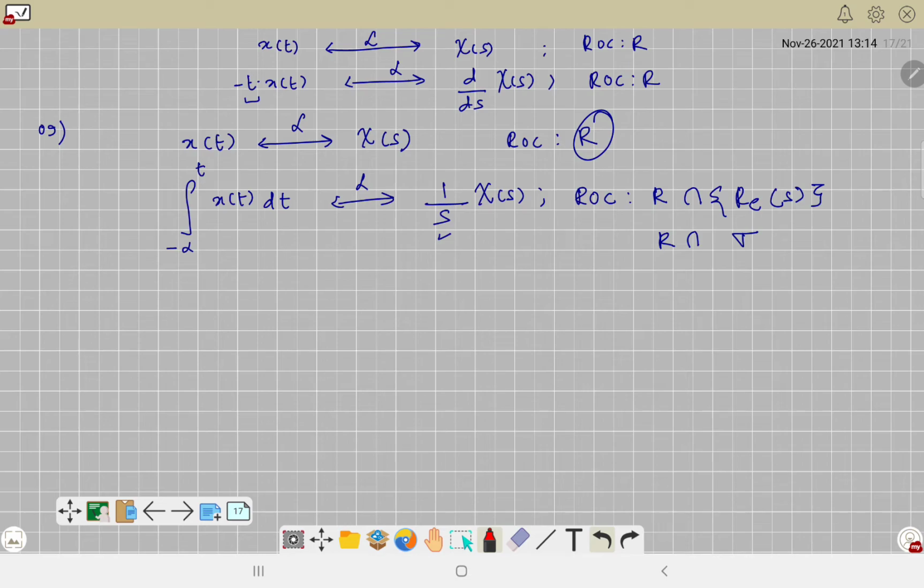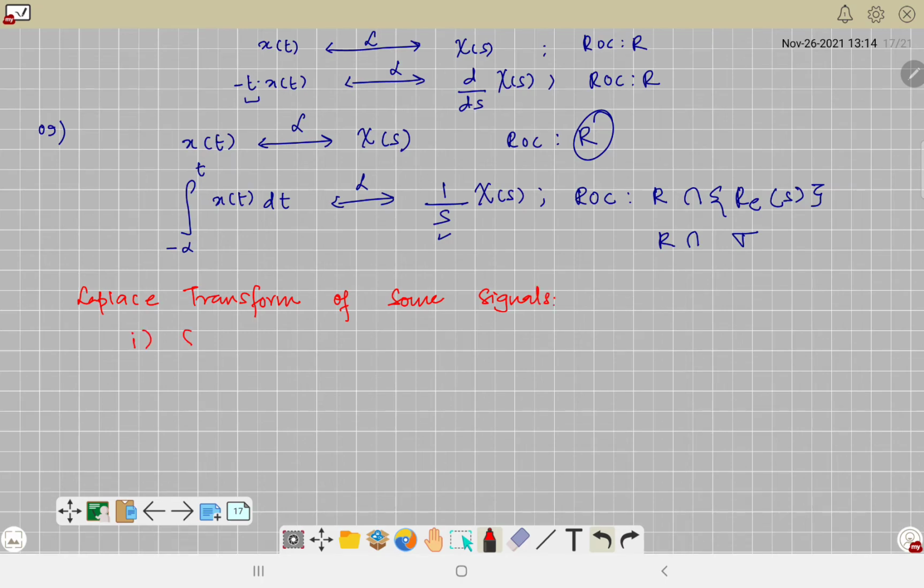So let's try to find the Laplace transform of some elementary signals. We'll do a few signals in this video and the remaining in the next video. These are commonly used signals which we use in signals and systems.